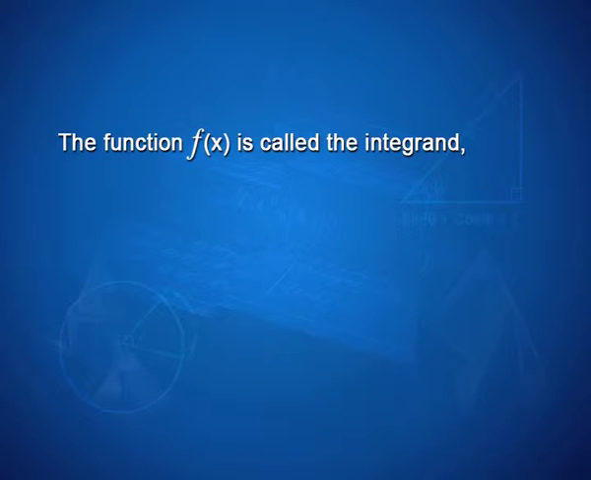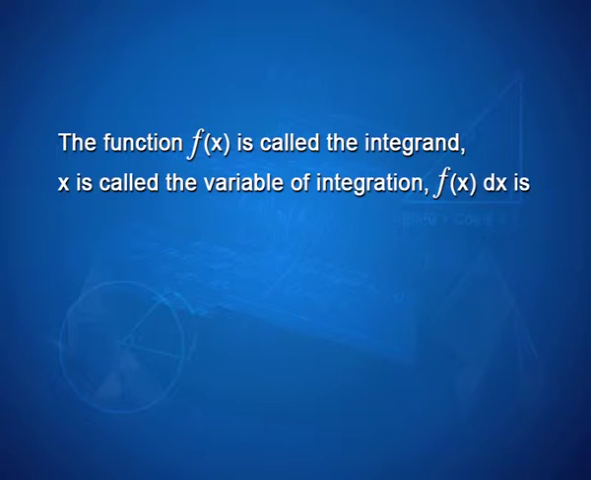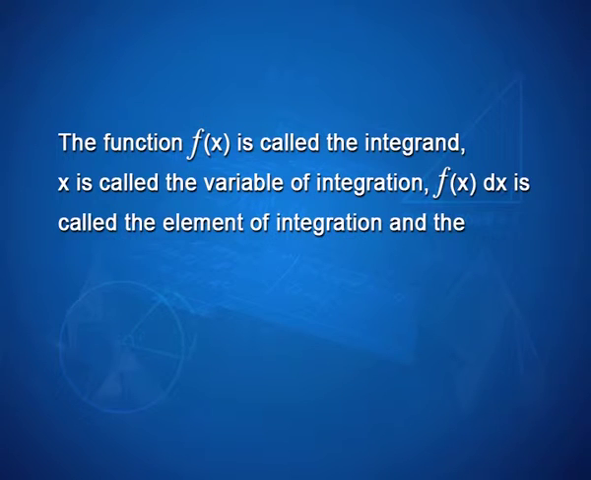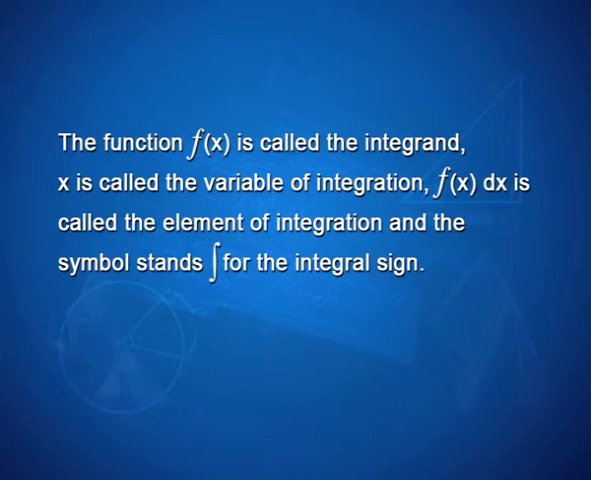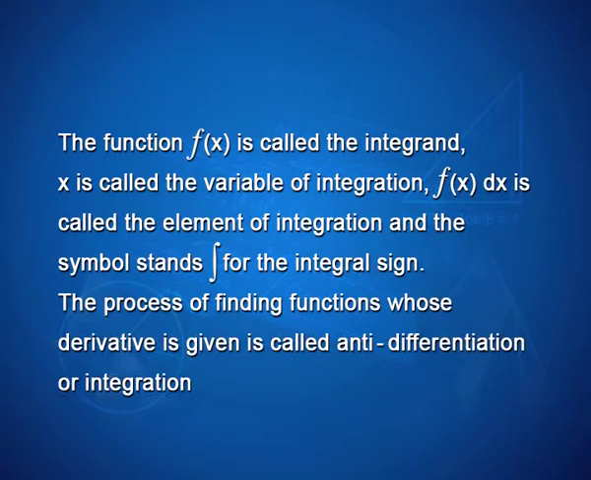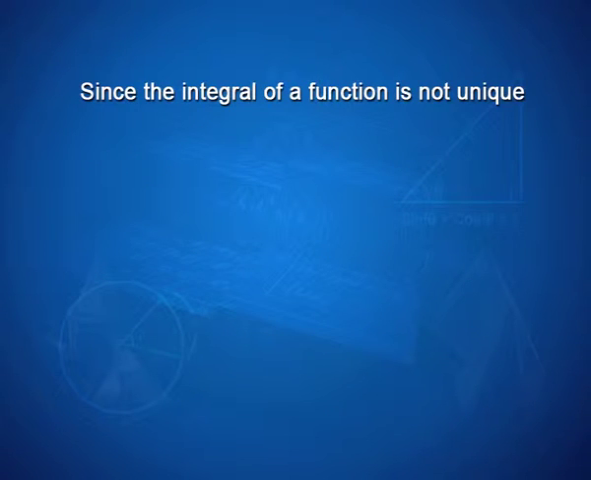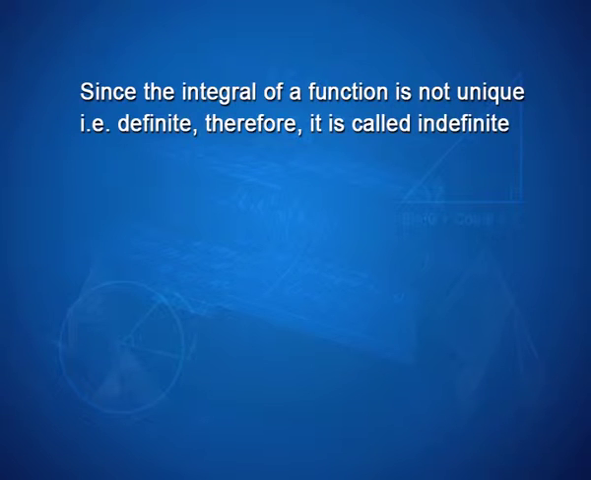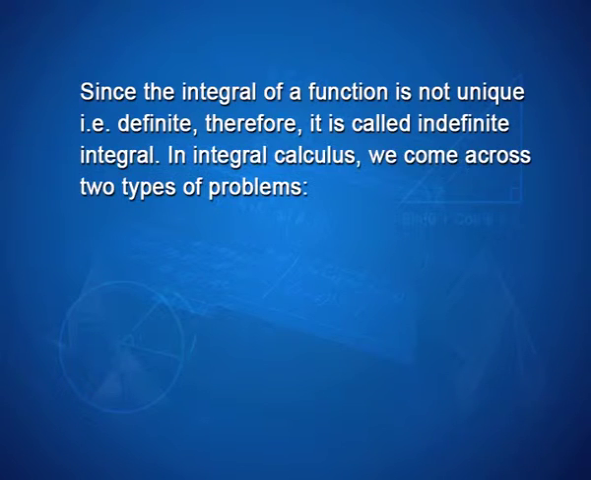The function f of x is called the integrand, x is called the variable of integration, f of x dx is called the element of integration, and the symbol integral stands for the integral sign. The process of finding functions whose derivative is given is called antidifferentiation or integration. Since the integral of a function is not unique, that is not definite, therefore, it is called indefinite integral.